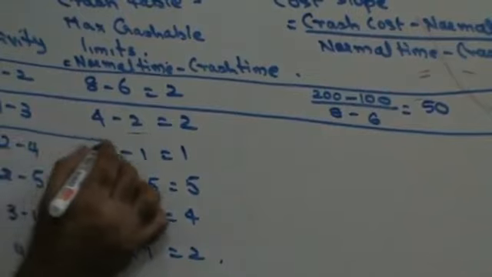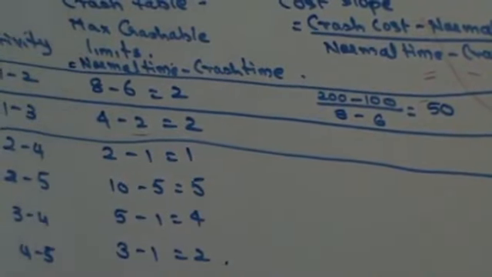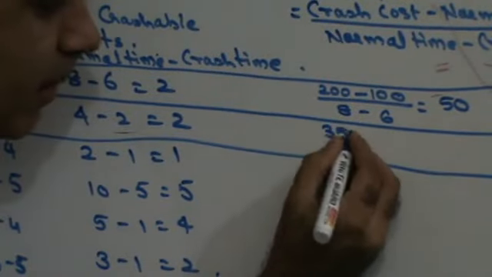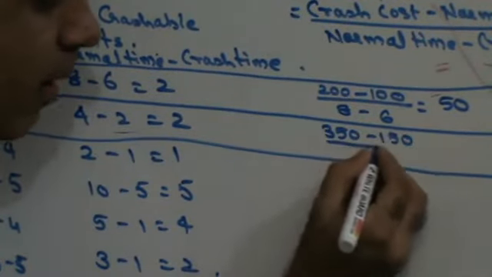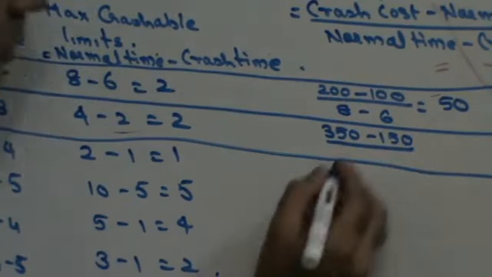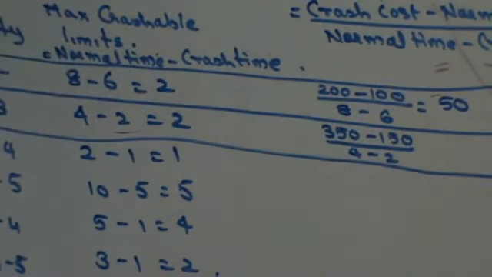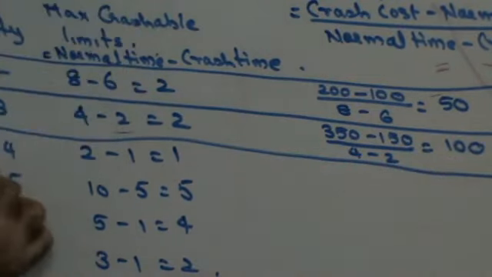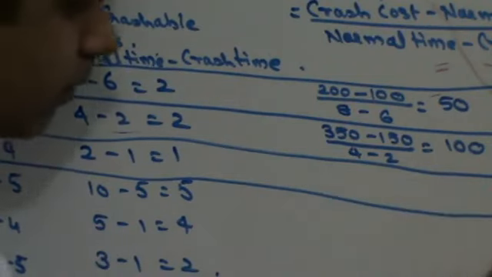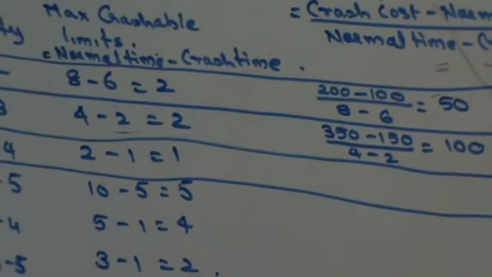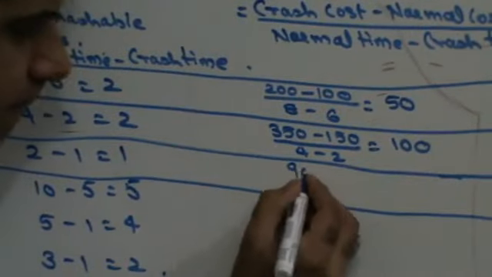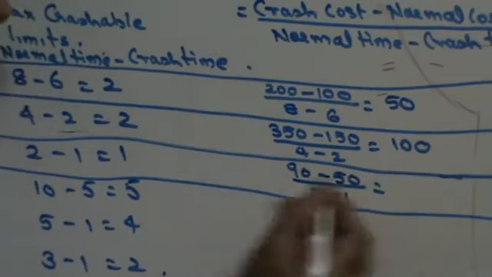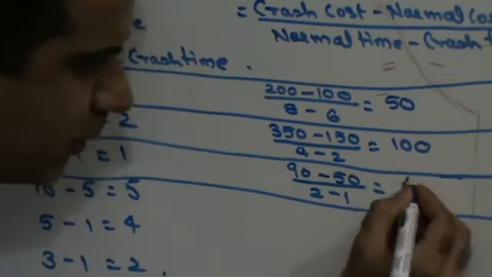Now, for 1 to 3, crash cost minus normal cost, 350 minus 150 upon 4 minus 2. That's 200 divided by 2, so that is 100. Next, for 2 to 4, it is going to be 90 minus 50 upon 2 minus 1, right? So that's 40 upon 1, that is 40.